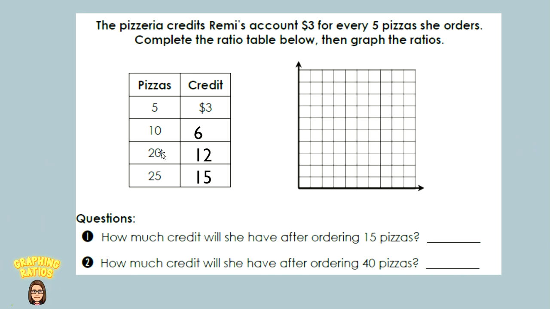Then you can see 5 times 4 is 20. 3 times 4 is 12. 5 times 5 is 25. And 3 times 5 is 15. So we finished our ratio table.